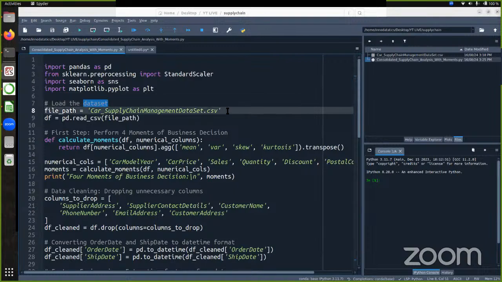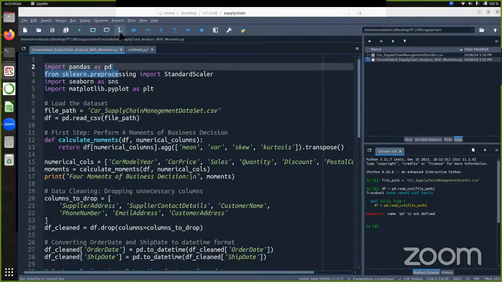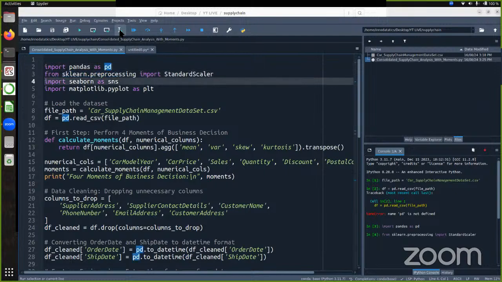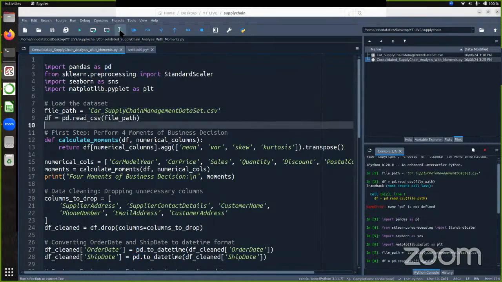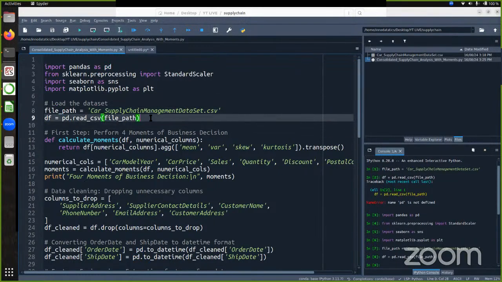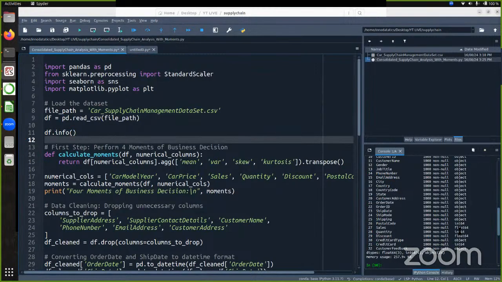Here I will load my data. So I'm going to use pandas. I'll give the path to my dataset file and I will load the data. So I need to run the libraries first. So run the different libraries that we need and we will load the dataset. Now I can say here df.info. What does df.info do? It will give us the basic information about the data.